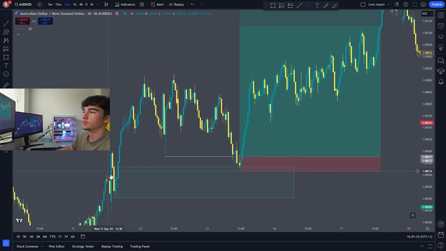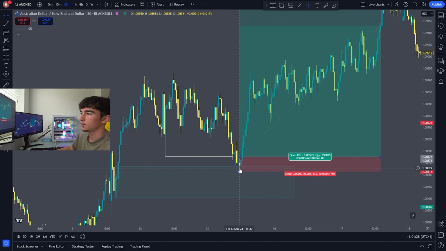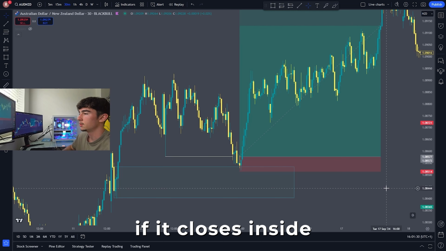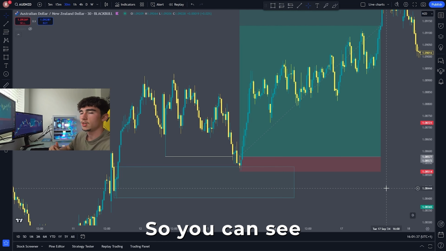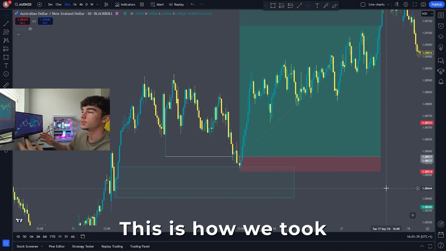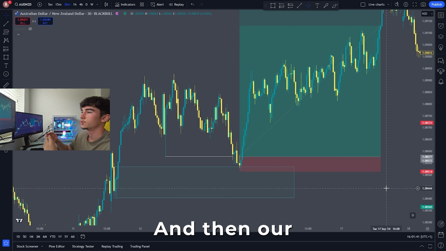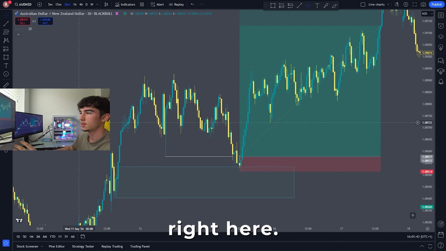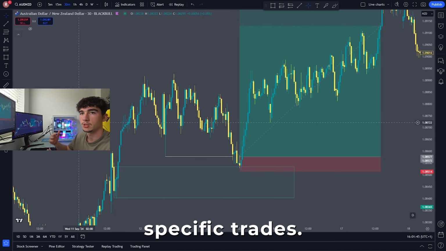The only other thing is that the zone has to be untapped, so it's never seen any other candles in it. It comes back, closes respecting. If it closes inside, the zone is then invalid. So you can see all these confluences, they all line together. This is how we took a reversal trade, and then our strategy applies in this small area right here. This is how you actually have an edge and take specific trades.